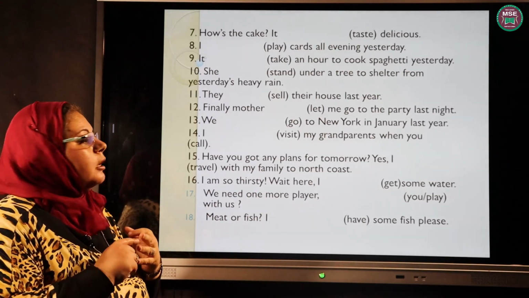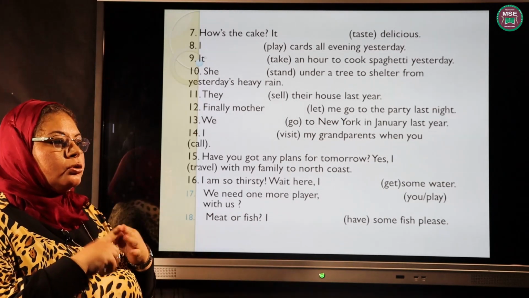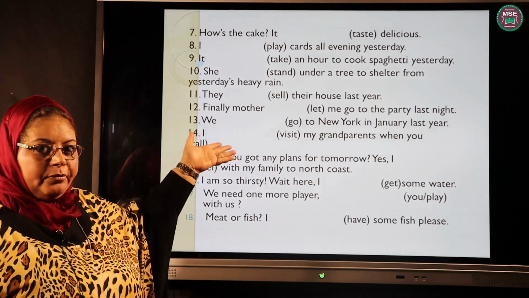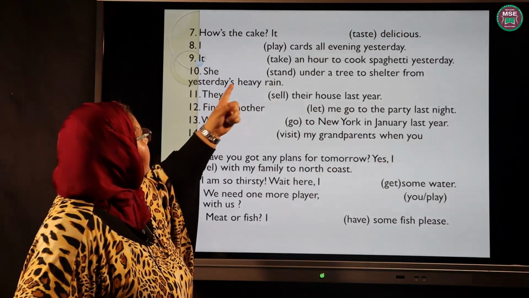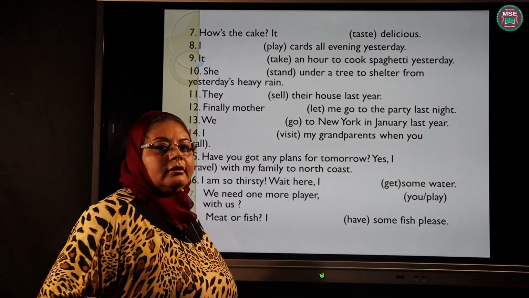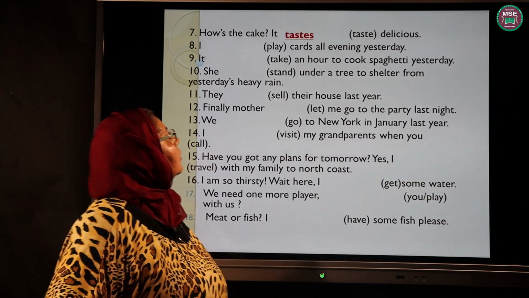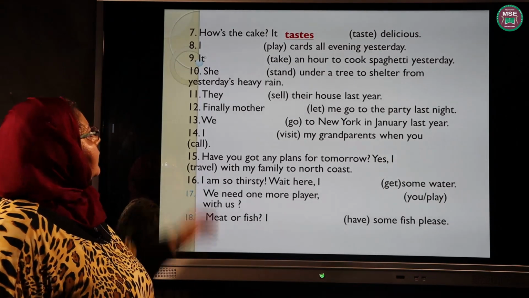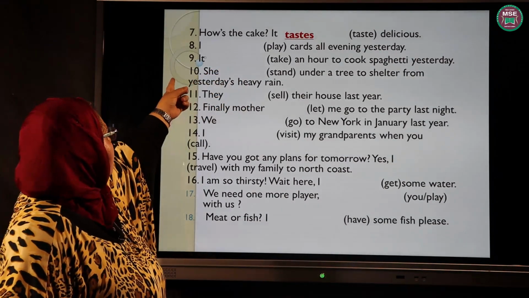Also thinking and understanding verbs. So, which verb is this? It's from the sense verbs, okay? What's the answer? It tastes delicious, okay? I add S because it's coming after it.